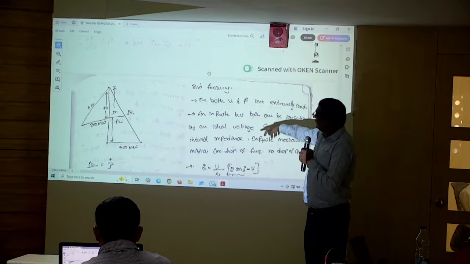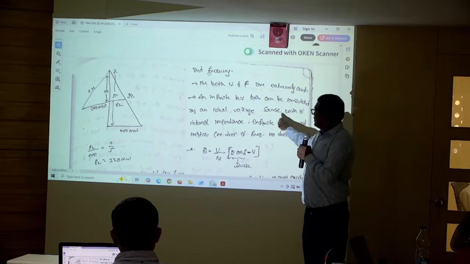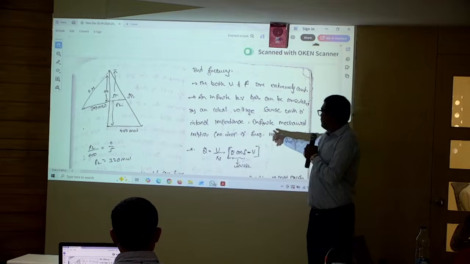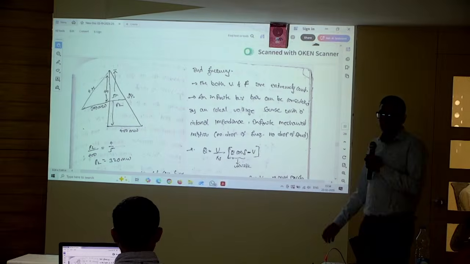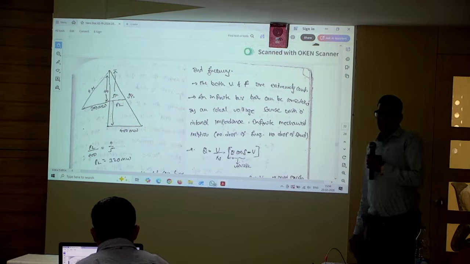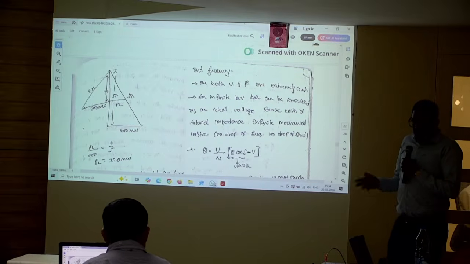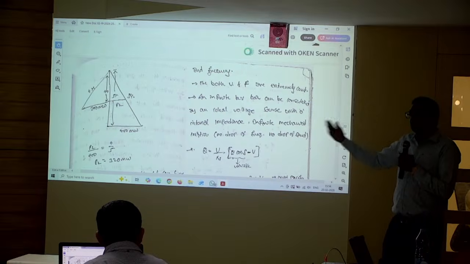Infinite bus bar can be considered as an ideal voltage source with zero internal impedance and infinite mechanical inertia. That's what sir has identified before. Yes, it is having infinite mechanical inertia. It means what? If you change some prime mover input for your incoming alternator, it will not get affected.